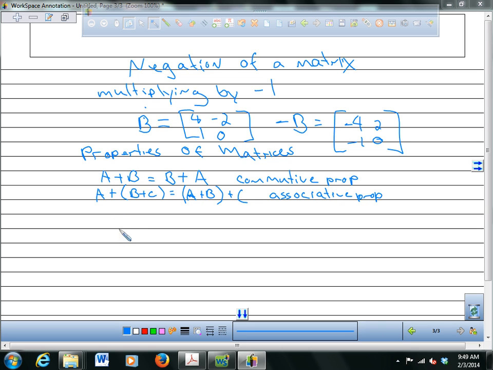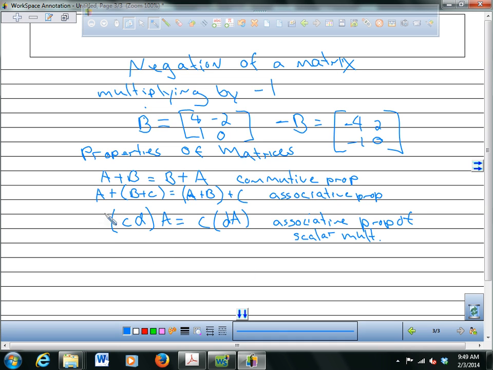Okay, so CD times A is equal to C times D times A. And that's called the associative property of scalar multiplication, meaning you can multiply two scalars together and then multiply by the matrix, or you can multiply by the matrix first and then multiply by the scalar.